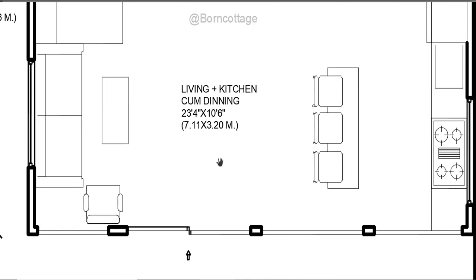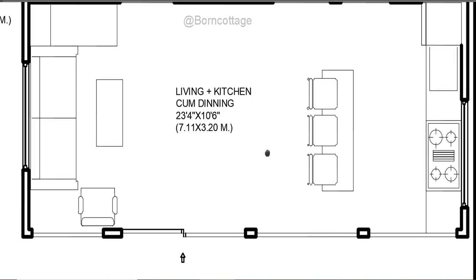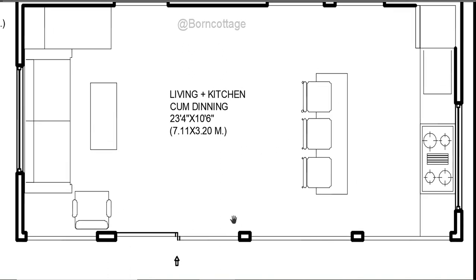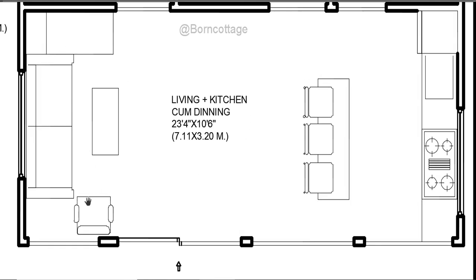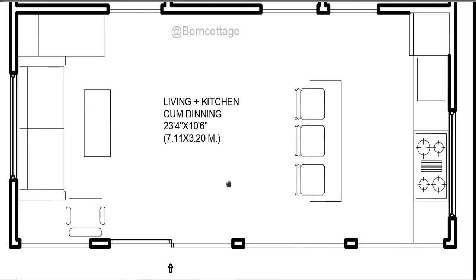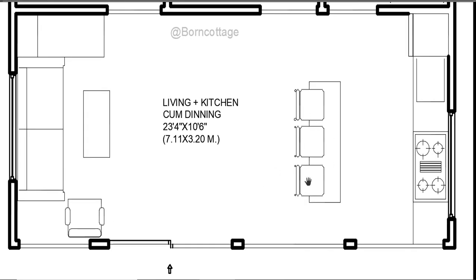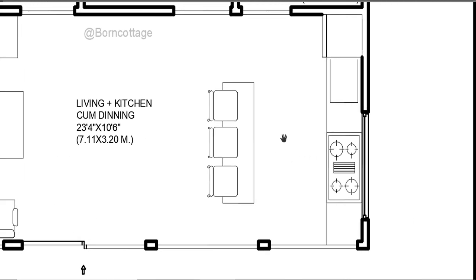So we have living plus kitchen cum dining area. The size of this area is 23 feet 4 inches into 10 feet 6 inches, in meter 7.11 into 3.20 meter. You can see here the sofa cum bed and a chair and also a tea table, and we have dining counter here with 3 chairs, and also on the right side we have kitchen counter. You can see here the burner, sink and also a refrigerator arrangement.